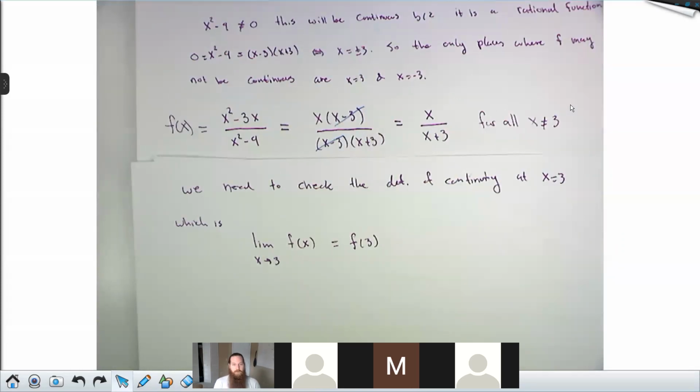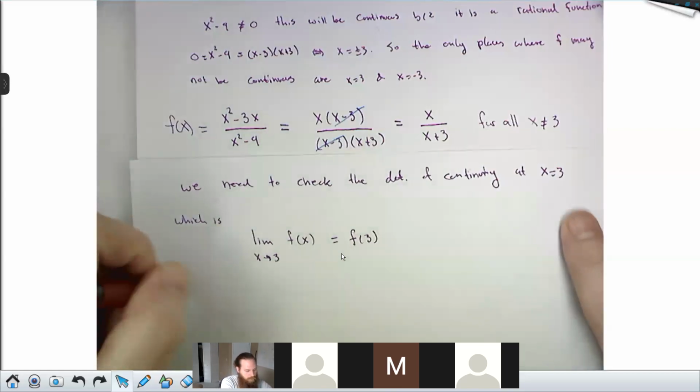The final way this can go wrong is if both of those things exist, but they turn out to not be equal to each other. Maybe f of 3 is, well, we know f of 3 is 1. Maybe this limit comes out to like 5 or something, and 5 is not equal to 1. So we're trying to check this definition, and I think I said this last time, that this can go wrong in any one of those three ways. The limit can fail to exist, the function value can fail to exist, or they could both exist but not be equal to each other.